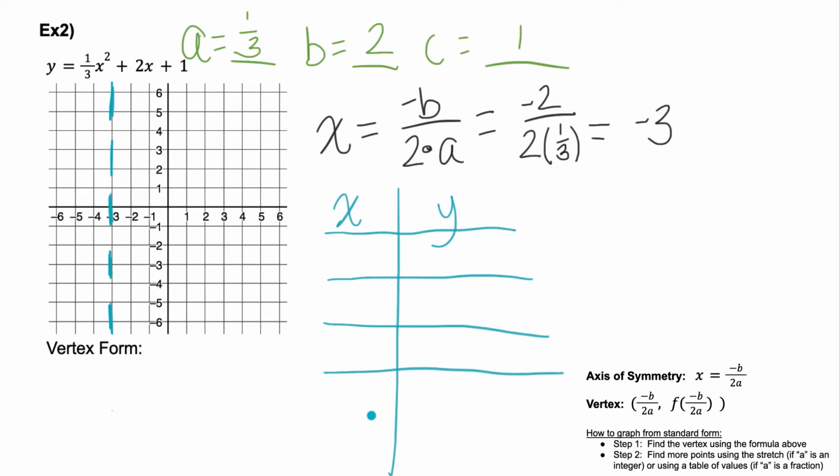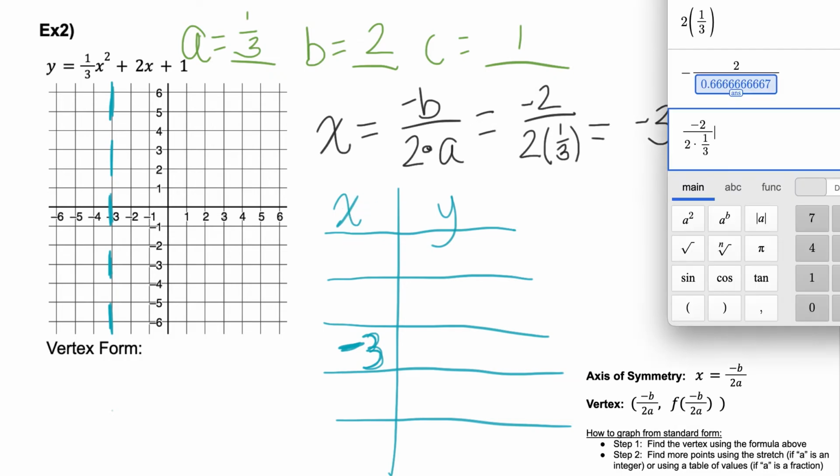I have to be a little more careful here because of the fraction. I'm going to go ahead and put the -3 right in the center, and I want to know what the vertex is now. To do that again, I'm going to pull my calculator over because I have this fraction which can be a little bit tricky.